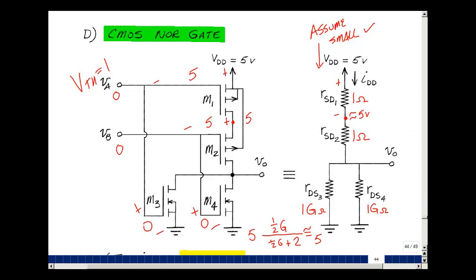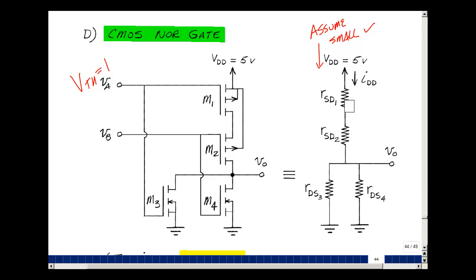Let's take a look at the next case, where I've got 0 and 5 volts for V sub A and V sub B. But in order to do that, I need to erase the stuff that's here, so let me do that. We'll start over again. Our next case is having 0 volts here and 5 volts here.